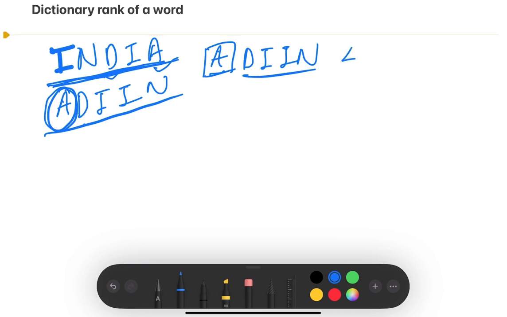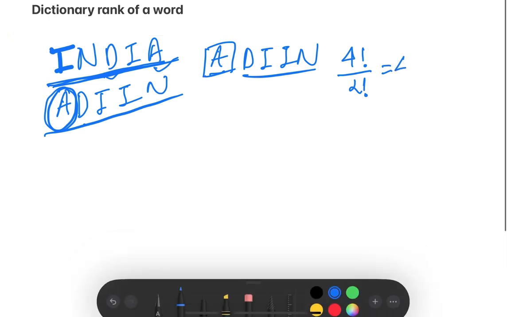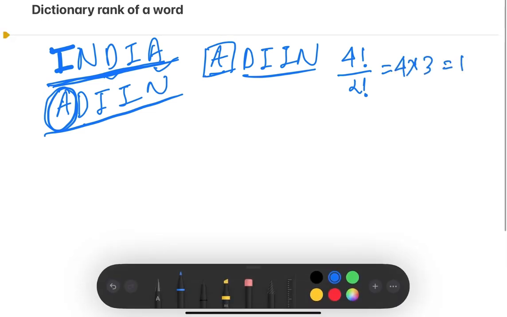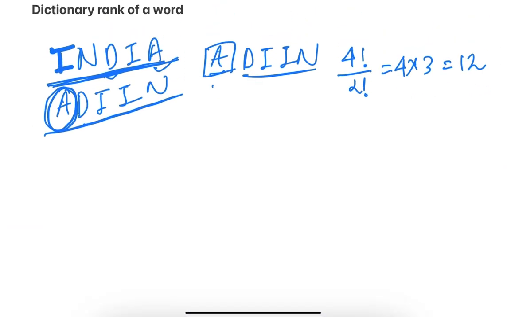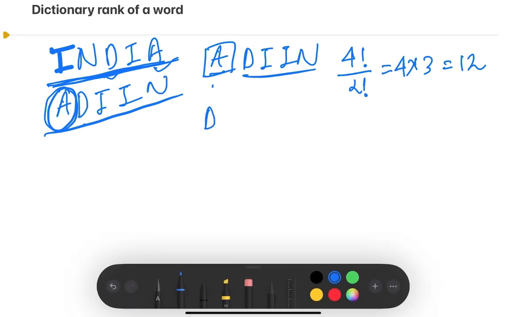So there are four letters. So how many arrangements? That is 4 factorial by 2 factorial, that is 4 into 3, that is 12, right? So there will be 12 words. Okay, so now this is done. After that, D. So A is done. After that D, the number of words starting with D is similarly 12, right?